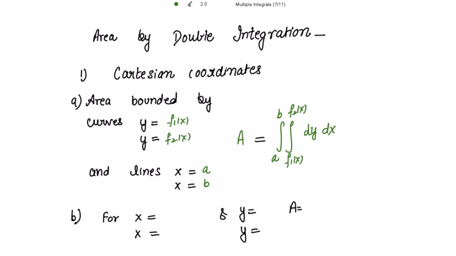And now if x is given in the form of y, so this is f1(y), f2(y), and the limits for y are from the curves of y as lines y equal to c and y equal to d, then the area is equal to the double integral of f1(y) to f2(y), as these are the limits for x. So writing dx first and then writing the limits for y from c to d, and this is dy.